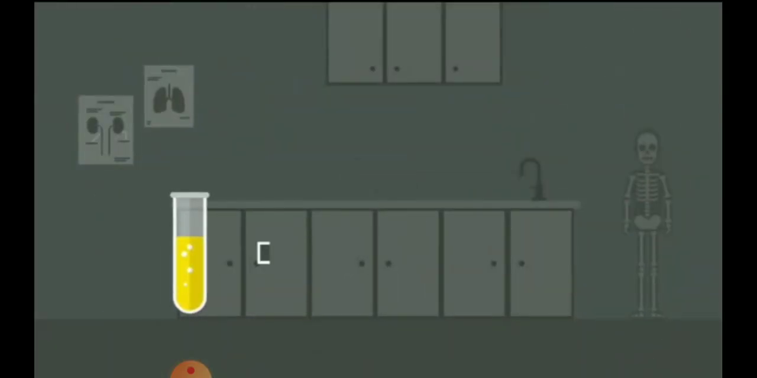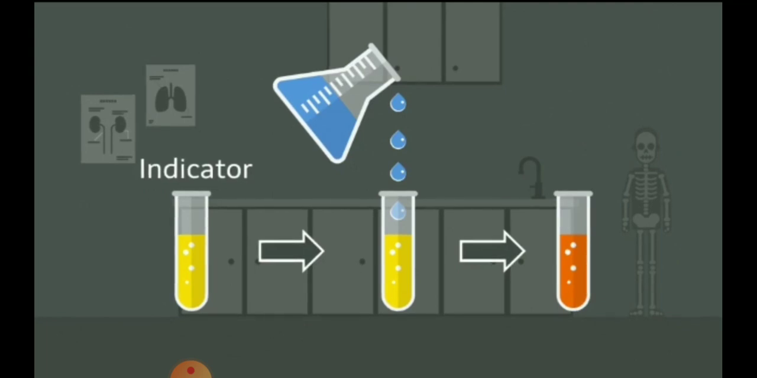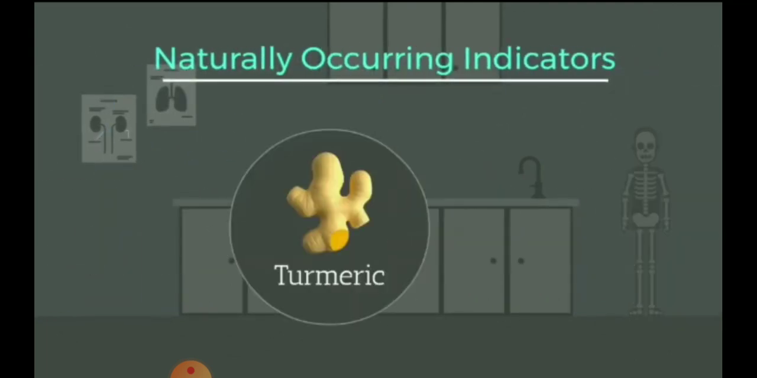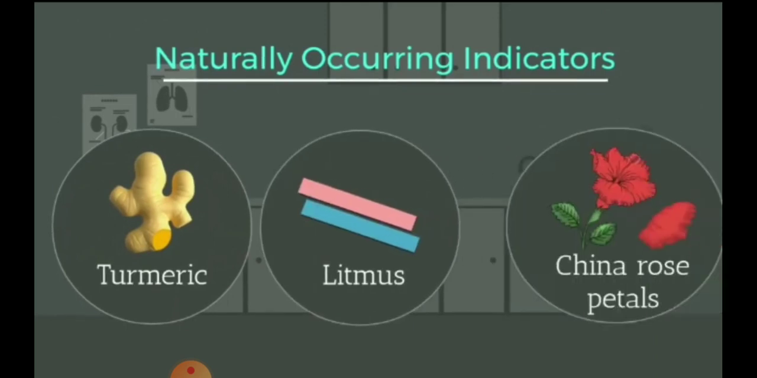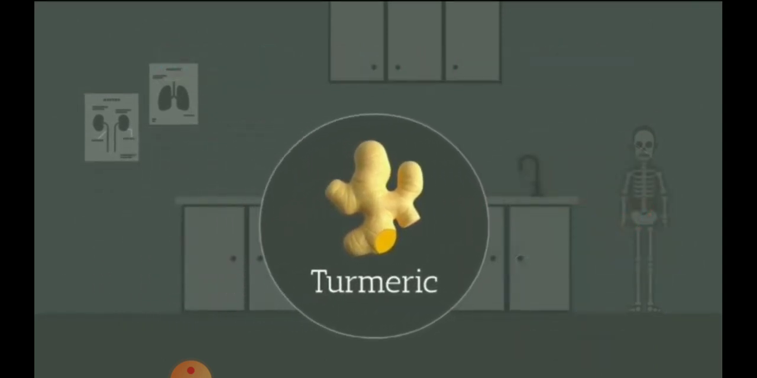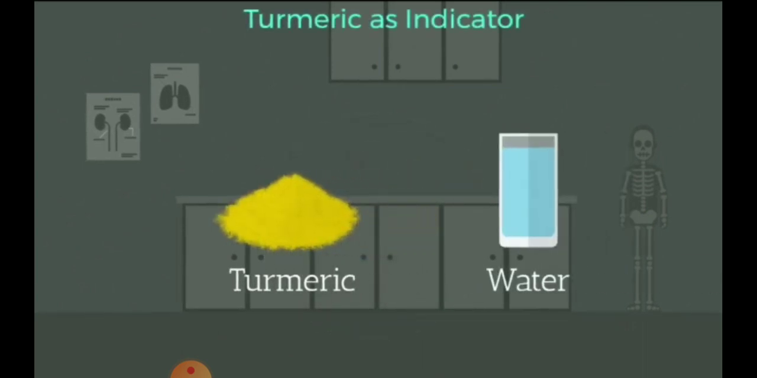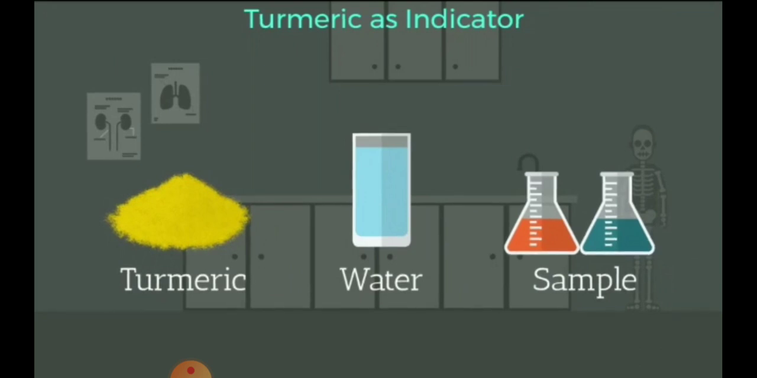Let's see how indicators work. So we are going to see the test of different indicators. There are certain substances which, on mixing with other substances, cause a change in their color. Such substances are called indicators. Some of the naturally occurring indicators are turmeric, litmus, and China rose petals, also called hibiscus. Let's learn how we can use turmeric as an indicator. We need turmeric in powdered form and water to test the nature of the sample, if it is acidic or basic.